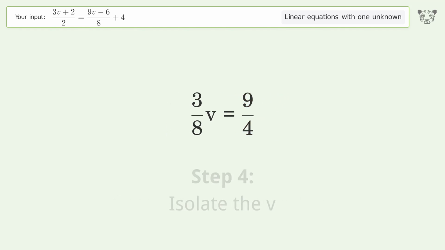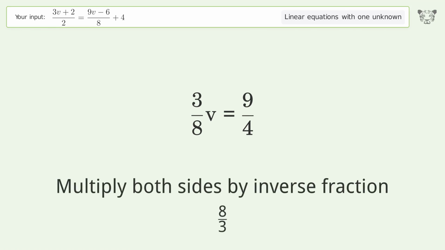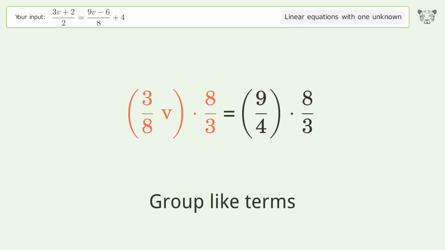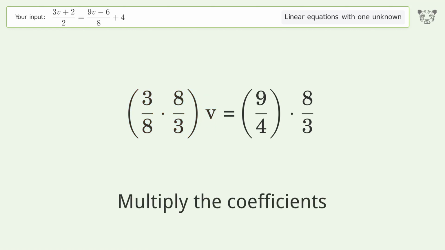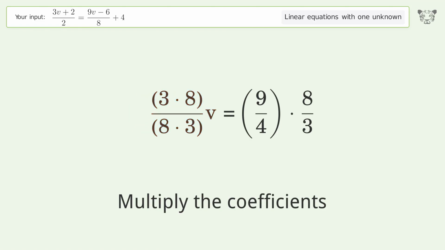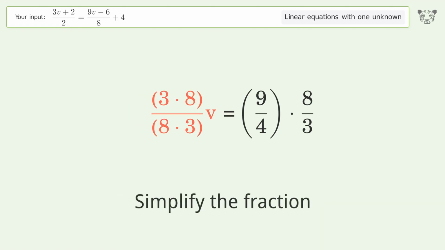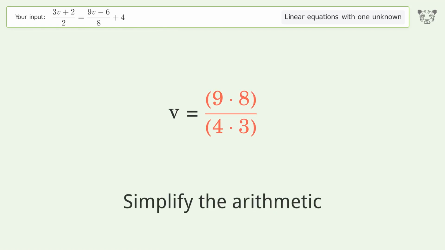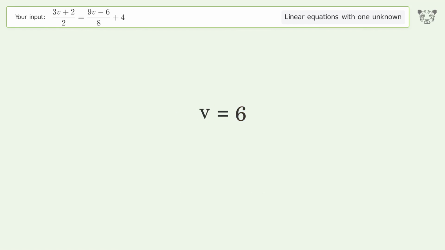Isolate the v. Multiply both sides by inverse fraction 8/3. Group like terms. Multiply the coefficients. Simplify the fraction. Multiply the fractions. Simplify the arithmetic. And so the final result is v equals 6.